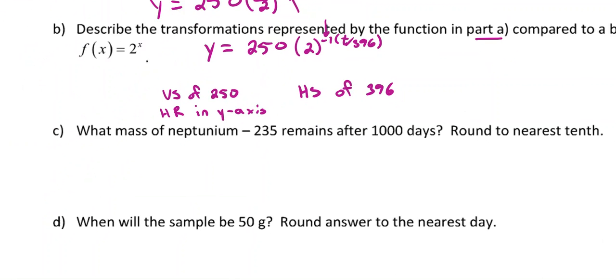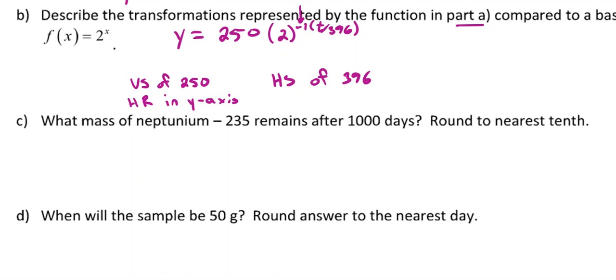Okay. Now, what mass of Neptunium-235 remains after 1,000 days, rounded to the nearest tenth? So now we're just plugging it in. We'd say y is equal to 250 times 1/2 to the power of, I never leave myself enough room, 1,000 divided by 396.